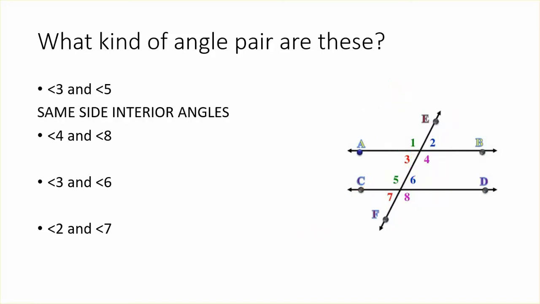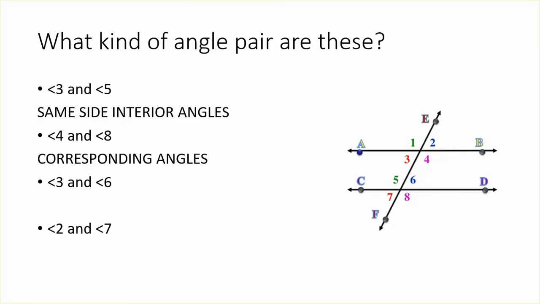Our next set is angle 4 and angle 8. So angle 4 is interior. It's in between the 2 parallel lines. Angle 8 is exterior. And they're both on the right side of the transversal. So this is the one that's a little bit different. When I have one interior and one exterior on the same side of the transversal, those are called corresponding angles.